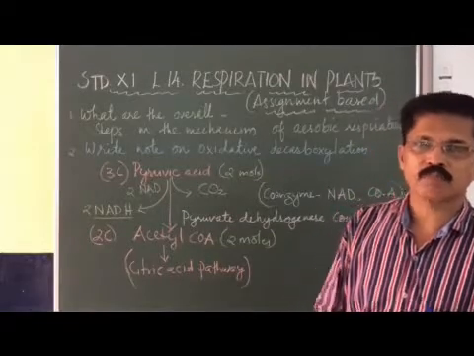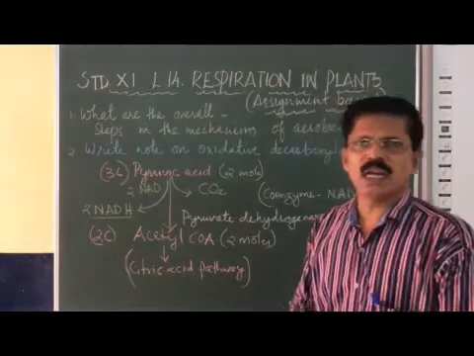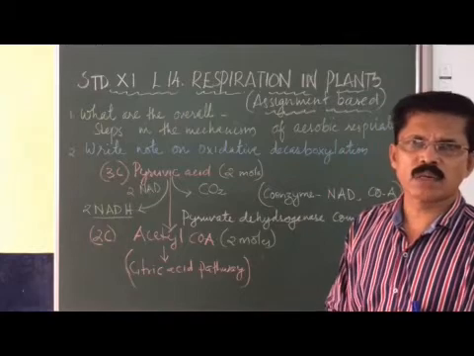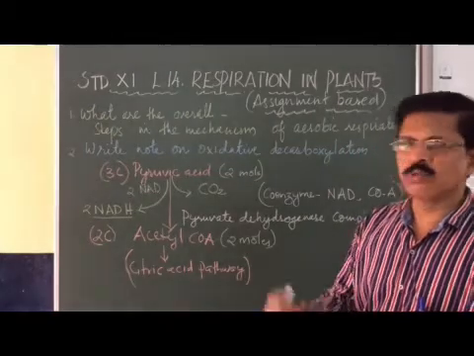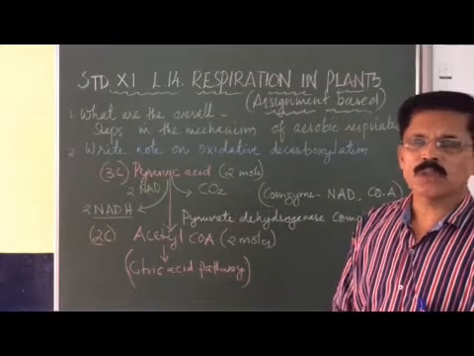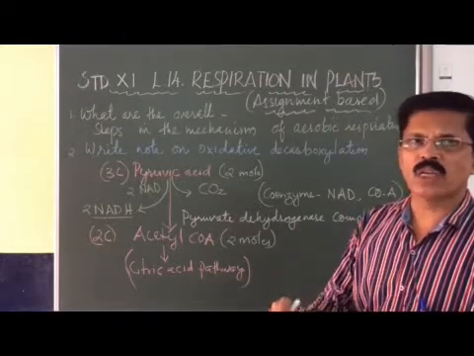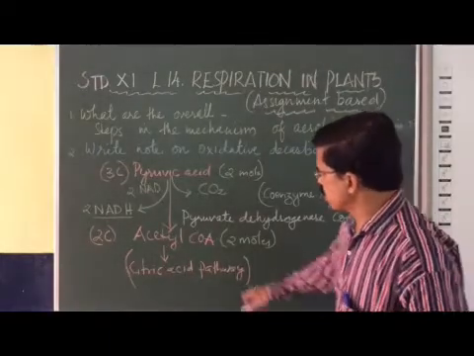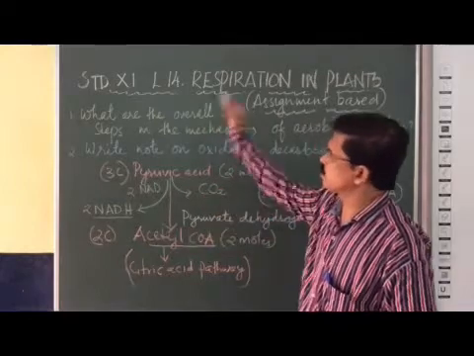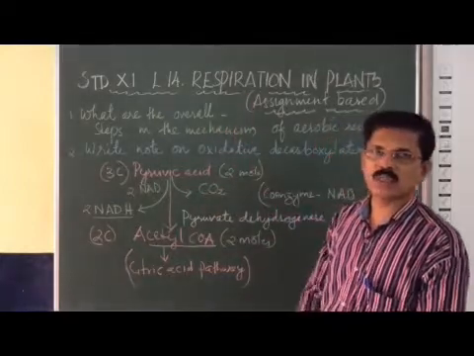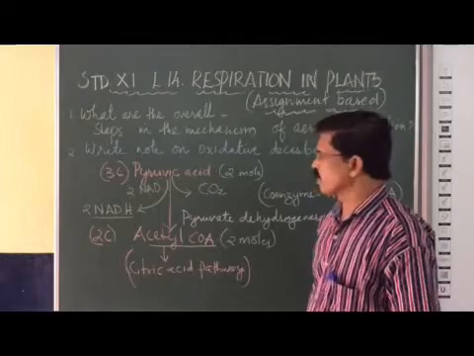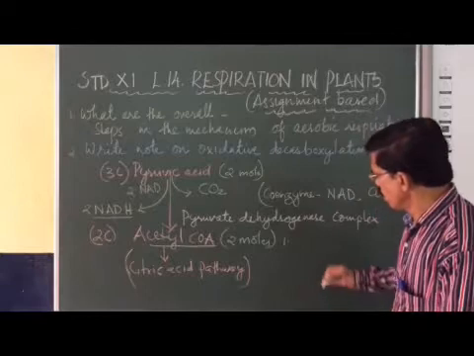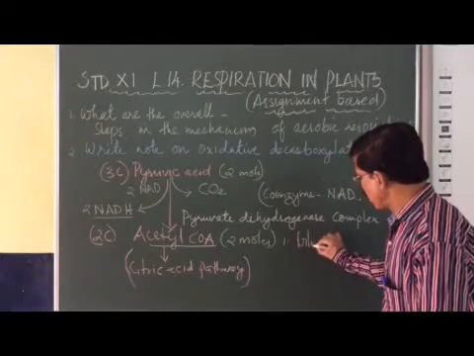Now the second step. Pyruvic acid, being a 3 carbon compound, cannot enter into mitochondria. So the 3 carbon compound has to be made into a 2 carbon compound. The process of converting 3 carbon pyruvic acid into the 2 carbon compound, acetyl coenzyme, is called oxidative decarboxylation. So what is the first step? I told you, the glycolytic pathway or glycolysis.